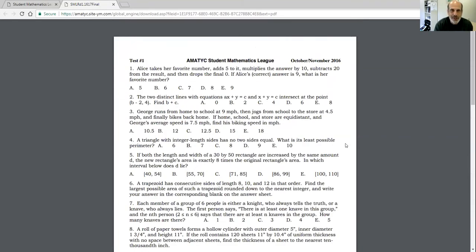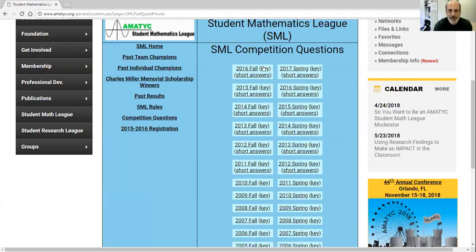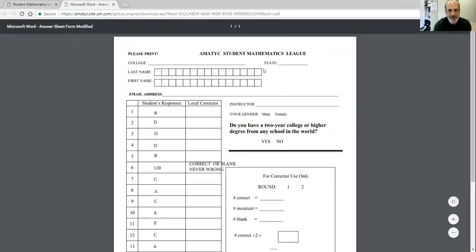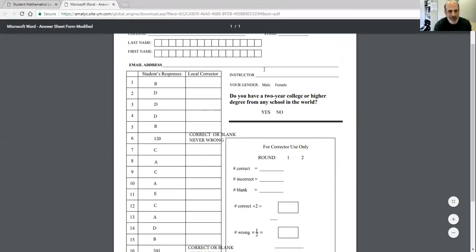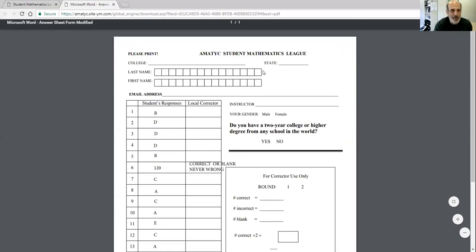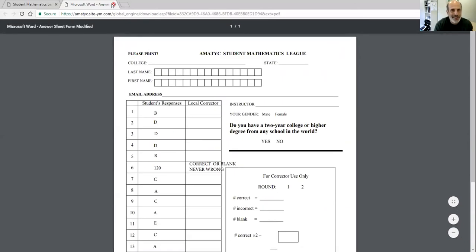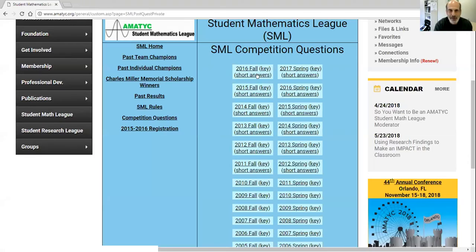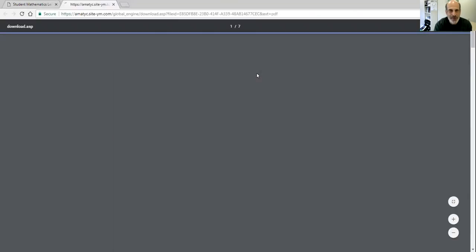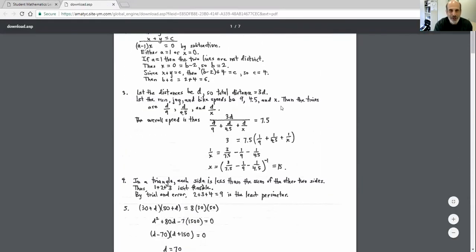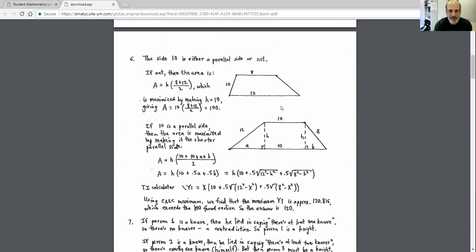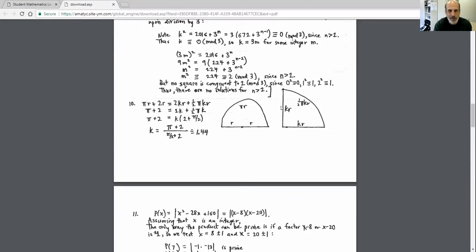So there's a location for a past test. And then you get the answer key, which is just the answers themselves, since it's multiple choice. And then a very helpful thing to the students and sometimes to faculty as well are solutions. So here are short answers, how to solve every problem on the test.